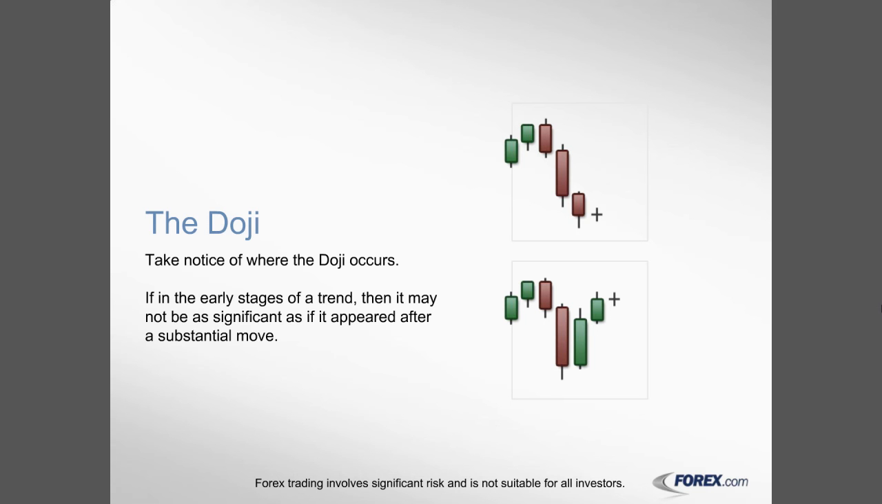Now, a couple of things about the doji candlesticks. We do want to take notice of where the doji occurs. If it's in the early stages of a trend, then it may not be as significant as if it appears after a substantial move. So in going back to those trends, remember we talked about those uptrends and those downtrends. If a trend has been going on for a while, remember it'll become overbought or oversold, and then if we see the doji forming, that's showing there's indecision, there may be a reversal.